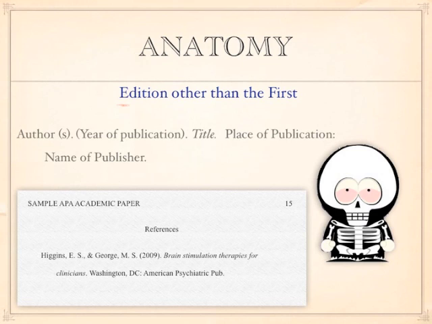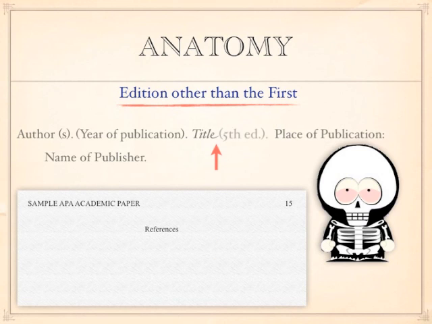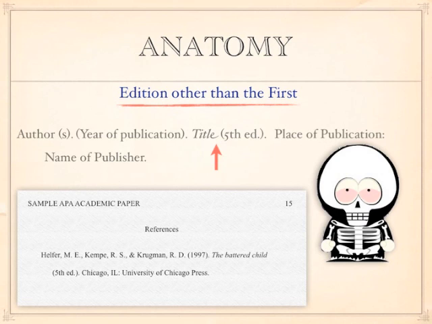So what happens if you have an edition other than the first? Like a lot of your textbooks may be a 5th edition or a 6th edition. Where do you put that information? Well, let's look at another example. We're going to put that information right after the title. We take out that period after the title, put in the edition information in parentheses, and then put a period after that and go on with the rest of the citation. So here's an example of a 5th edition of the book, The Battered Child.